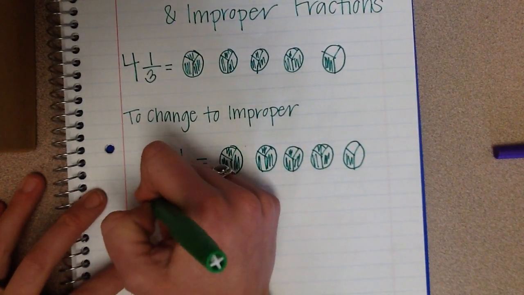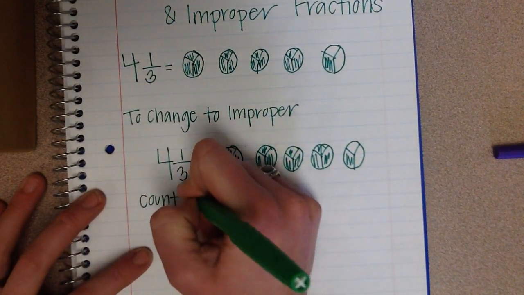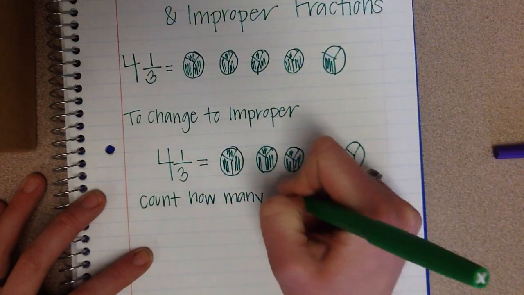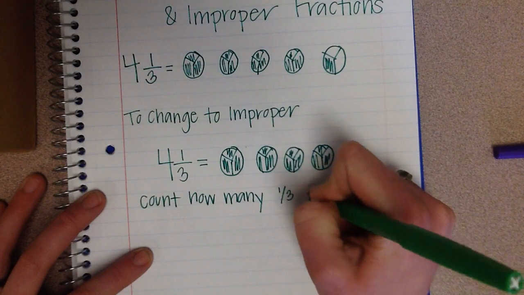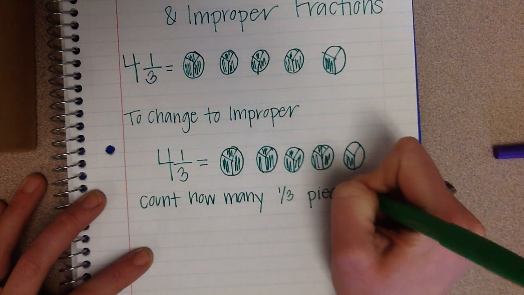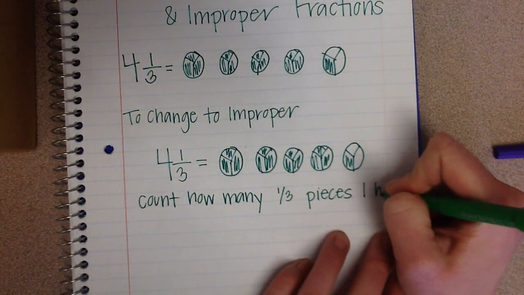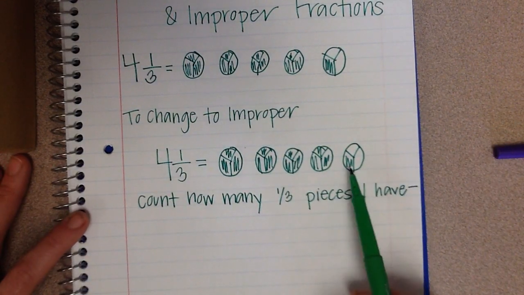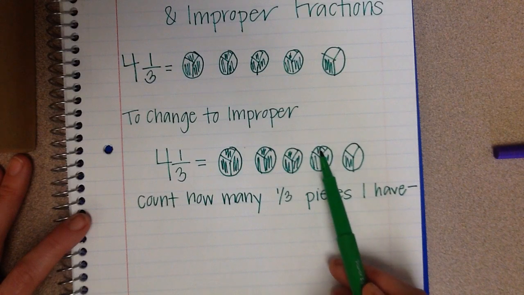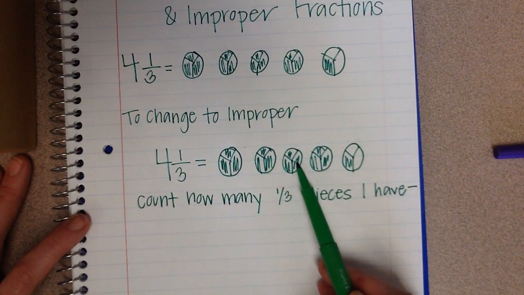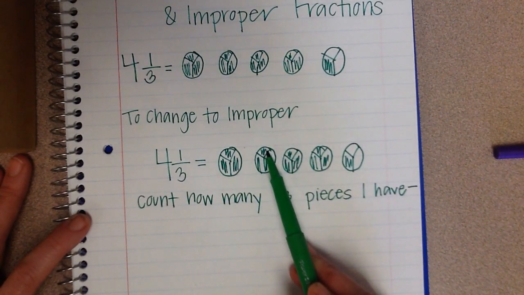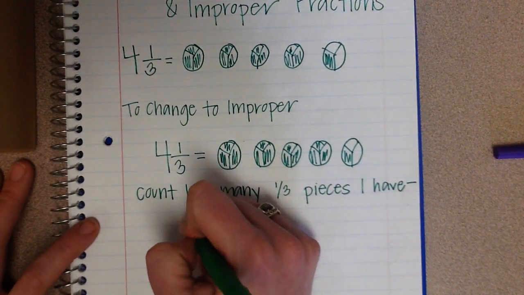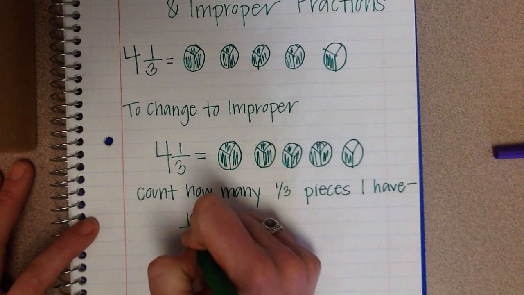So I'm going to write: count how many 1/3 pieces I have. So I would count 1, 2, 3, 4, 5, 6, 7, 8, 9, 10, 11, 12, 13. So my new number would be 13/3.